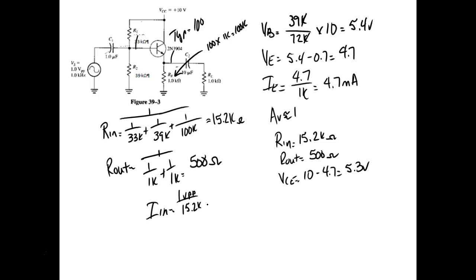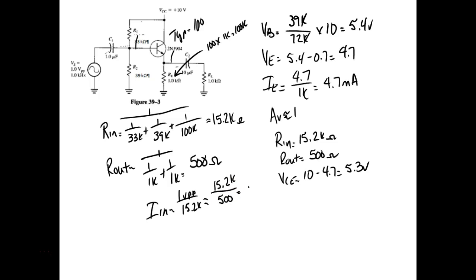But does it give you a formula for current gain? VN, ZN over, there we go. We could do all the math, but there's the formula. That's the easy way. So ZN is equal to 15K, Z out is equal to 500 ohms.